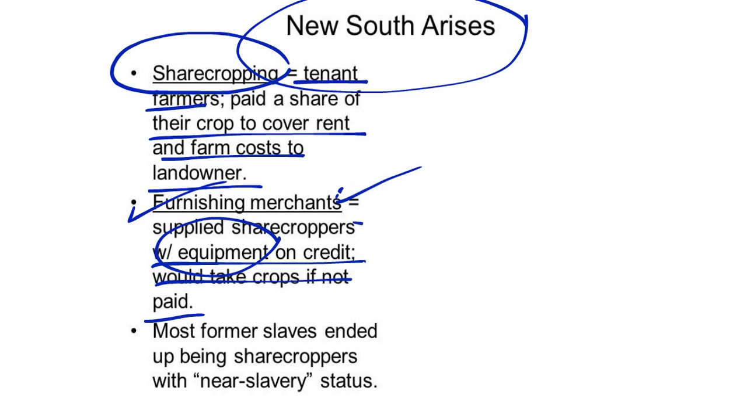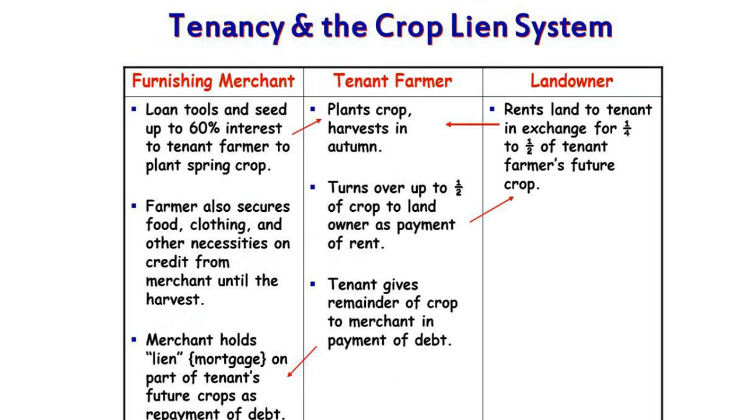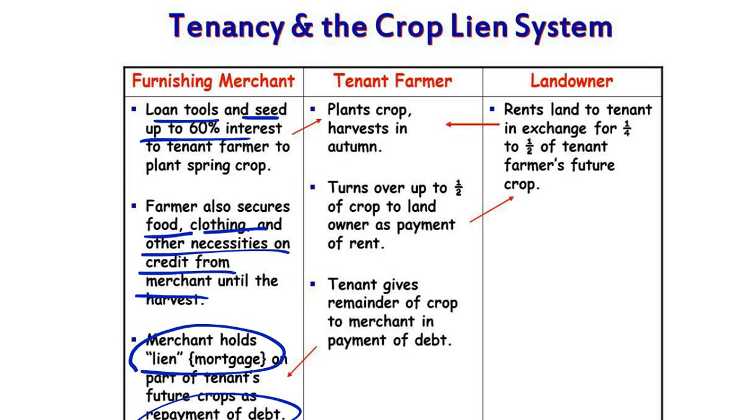So most of the former slaves ended up being sharecroppers, and this system is actually giving them a very near slavery status during the time period. So the furnishing merchant basically loans tools and seeds at up to 60% interest, which is a lot, to the tenant farmer. Then the farmer also secures food, clothing, and other necessities on credit from the merchants. The merchant holds a lien or a mortgage on part of the tenant's future crops as repayment of debt.